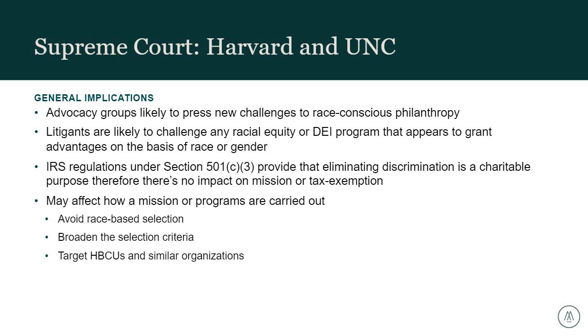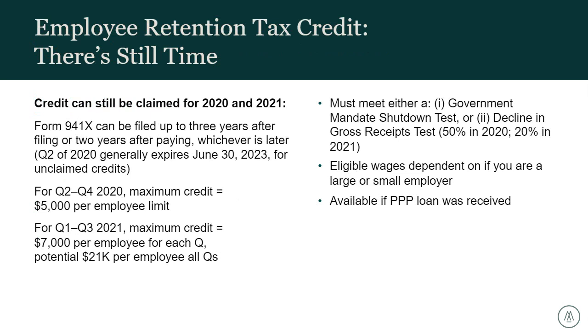For example, advocacy groups are likely to press new challenges to race-conscious philanthropy. Litigants are likely to challenge any racial equity or DEI program that appears to grant advantages on the basis of race and gender. And then the IRS regulations under Section 501(c)(3) provide that eliminating discrimination is a charitable purpose. Therefore, there is no impact on mission or tax exemption from that perspective. However, it may affect how a mission or programs are carried out to avoid race-based selection criteria in grants, for example. That's a perfect example: broaden the selection criteria and target historically Black colleges and universities and similar organizations.